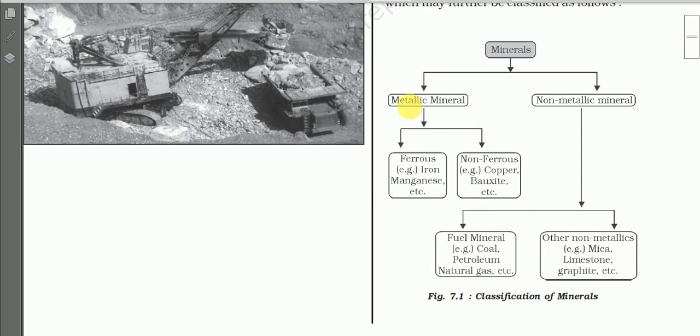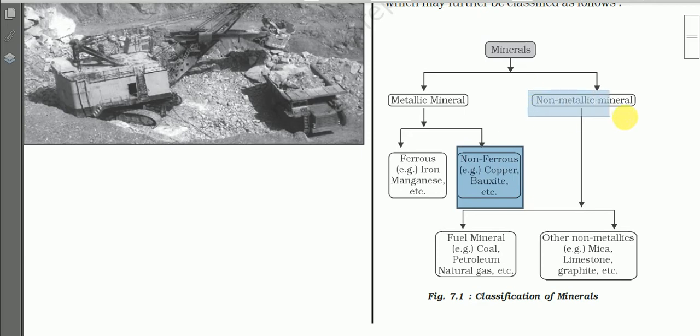So metallic mineral is again subdivided into ferrous mineral. That means minerals which contain iron, for example iron ore, manganese. Then another type of metallic mineral is non-ferrous, which do not contain iron, for example copper, bauxite, the ore of aluminium.